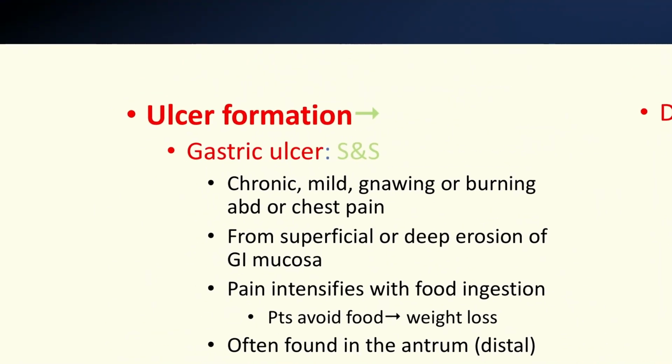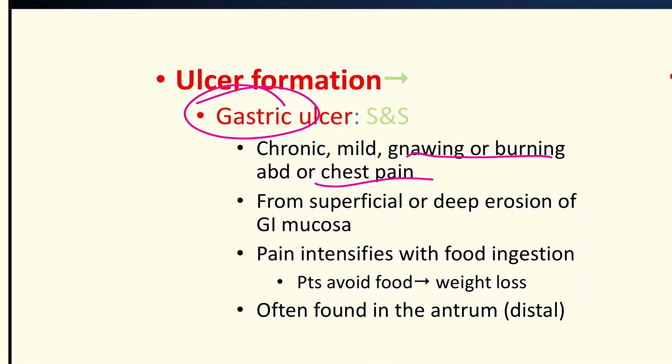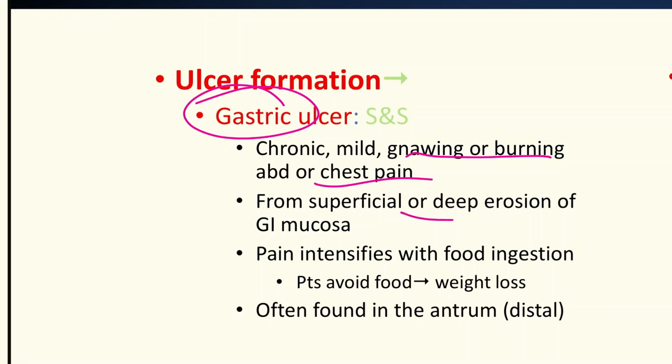And we'll do one at a time. If it's a gastric ulcer, so the ulcer formed in the stomach, they're going to have chronic, mild gnawing or burning abdominal or chest pain. So this chronic pain, you're going to have pain in the abdominal area. Why? They get superficial or deep erosion of the GI mucosa.